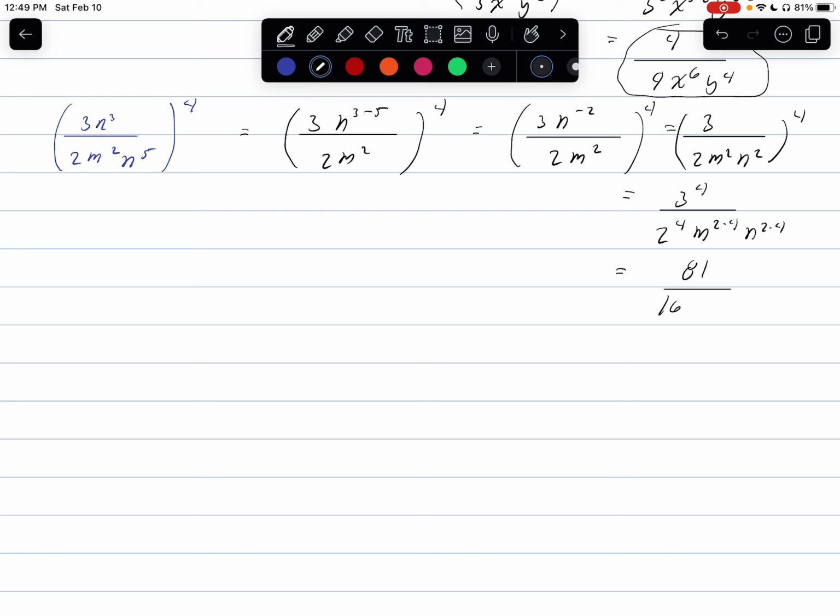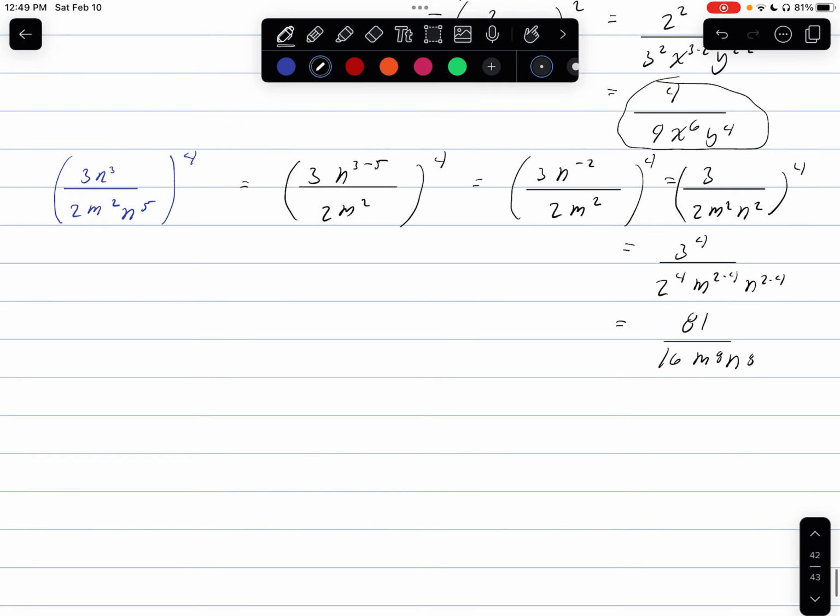And then we have m to the 2 times 4, that's m to the 8th. And similar with n, we have n to the 8th. So this would be your final answer.